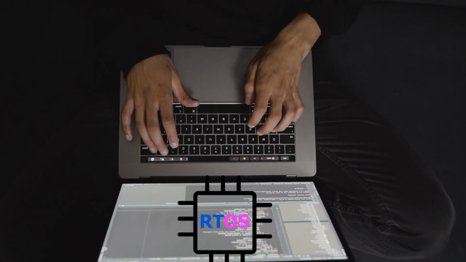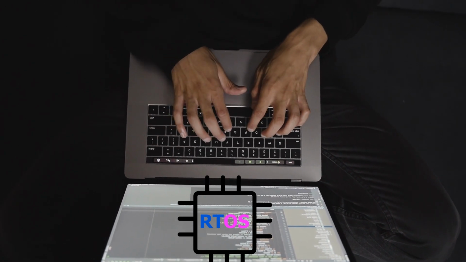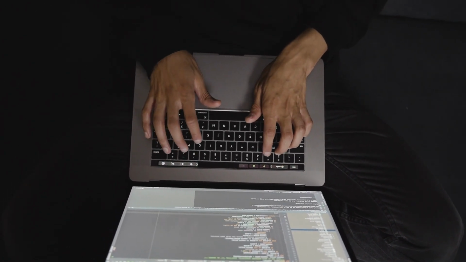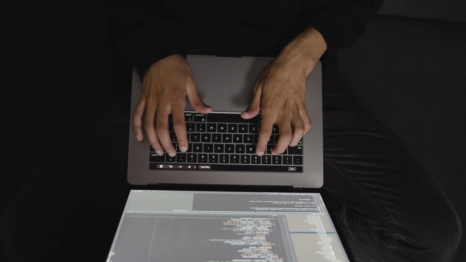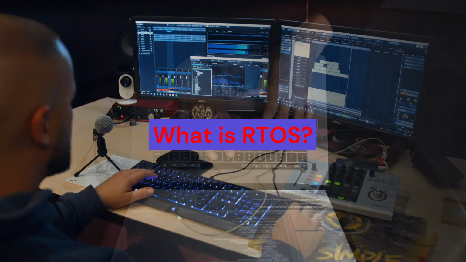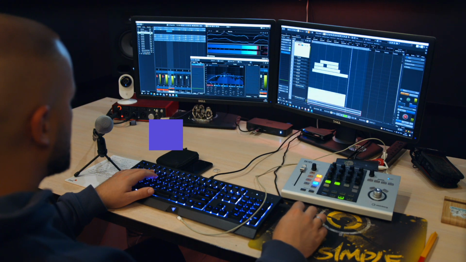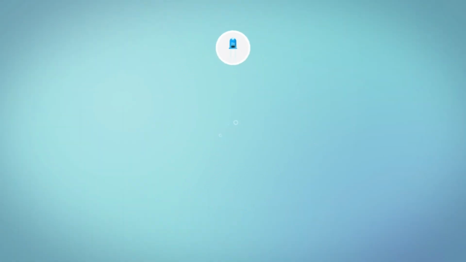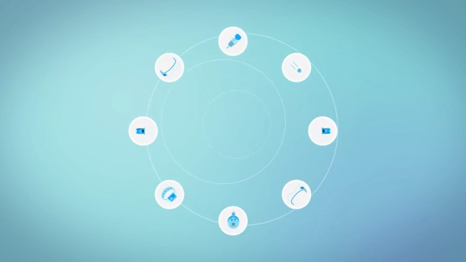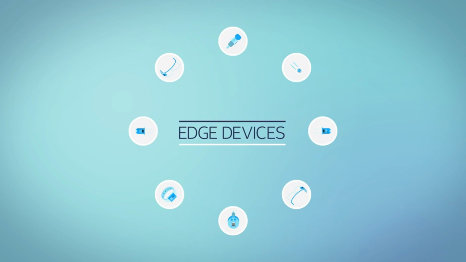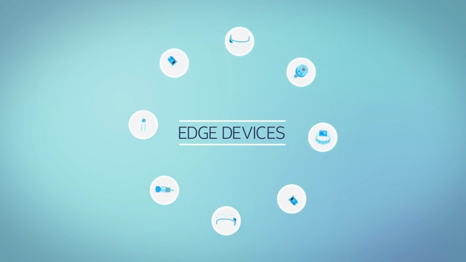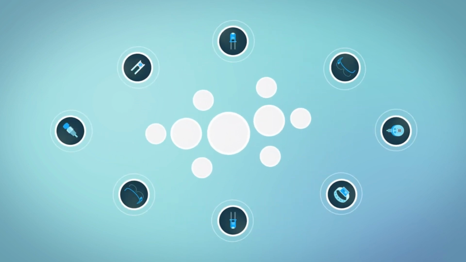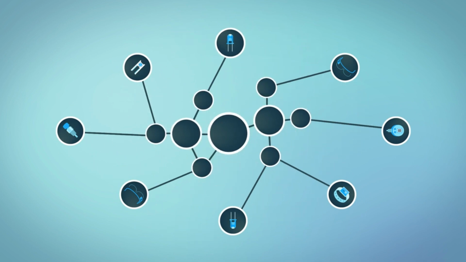Now that we know why RTOS is crucial for embedded systems, let's explore its key features and fundamentals in more detail. Real-time operating systems, RTOS, are specialized software systems designed to manage tasks with precise timing requirements in embedded systems. Unlike general-purpose operating systems, RTOS prioritizes tasks based on their urgency, ensuring timely execution.